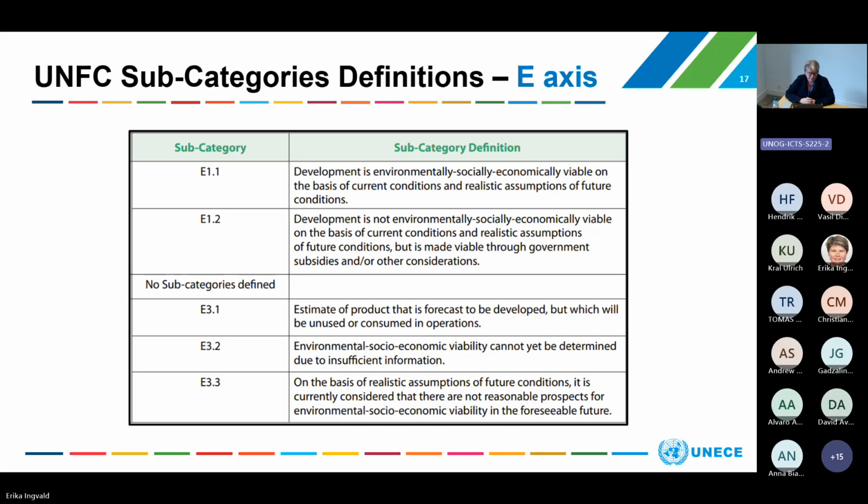To move on. So we also have subcategories on the E-axis, and especially for E1 and E3. E2 doesn't have any subcategories defined. And for E1, it's when you have the project is viable on the basis of the current conditions and on realistic assumptions on future conditions, whereas E2 is not viable on the basis of current conditions, but can be made viable through, for instance, government subsidies or other considerations.